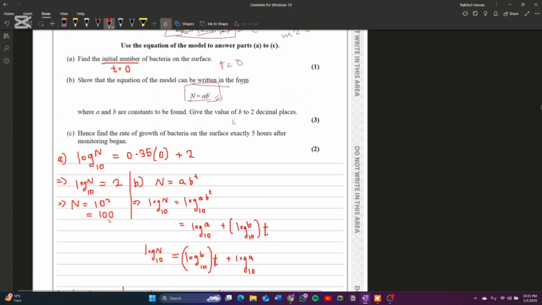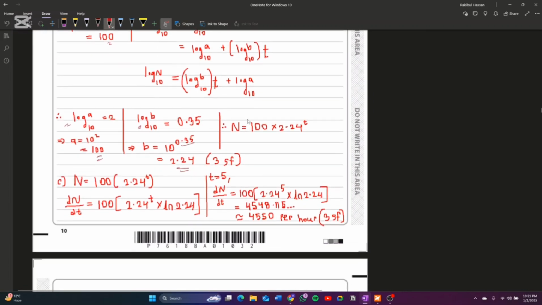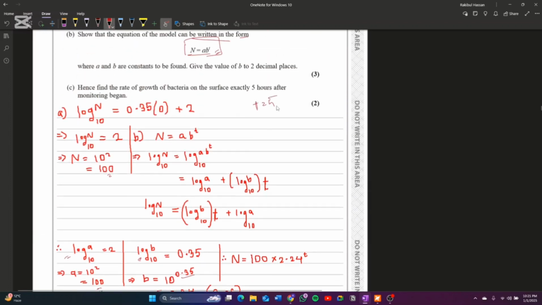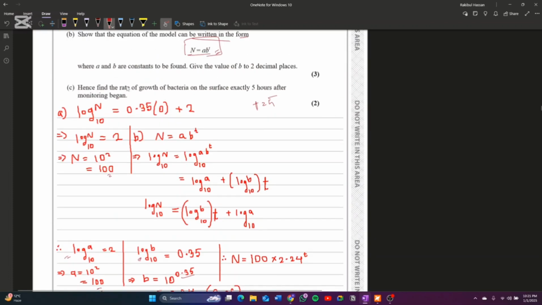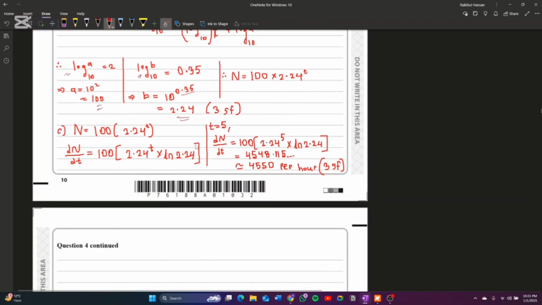Okay, moving on to part C. Hence, find the rate of growth of bacteria on the surface exactly 5 hours after monitoring begins. So here we have t equals 5 for this question, and we put the value of t of 5 into the equation that we found in B. We're told to find the rate of growth, so the rate of growth will be dn by dt, the differentiation of n in terms of t.